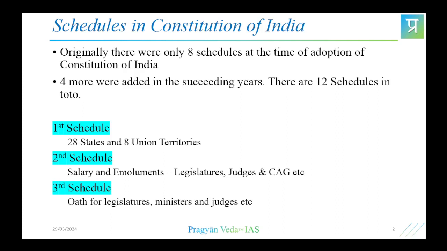The second schedule talks about salaries and emoluments for the various legislatures, MLAs, MPs, judges, and the Comptroller and Auditor General of India. So various provisions are given under the second schedule. Important. Third schedule, we have the oaths for legislatures, ministers, and judges, who after getting appointed to a particular post take oath and affirmations to render public service, right? So this is very clearly entailed in the third schedule.